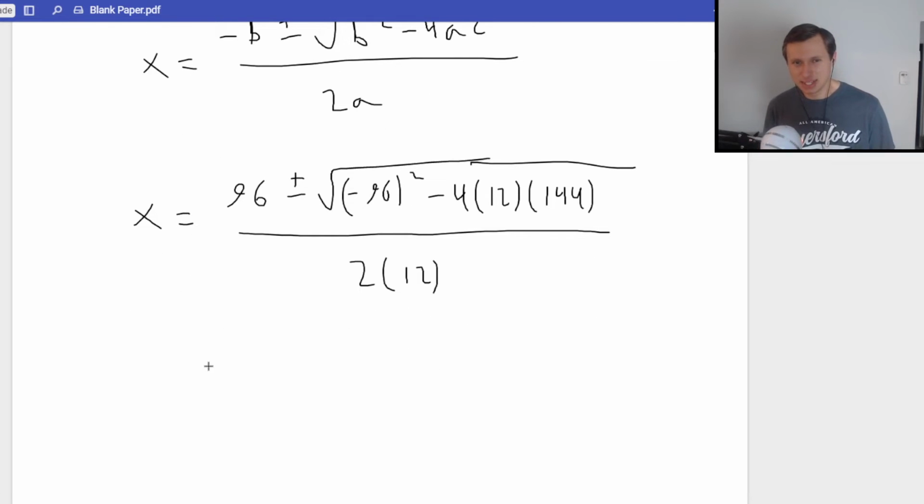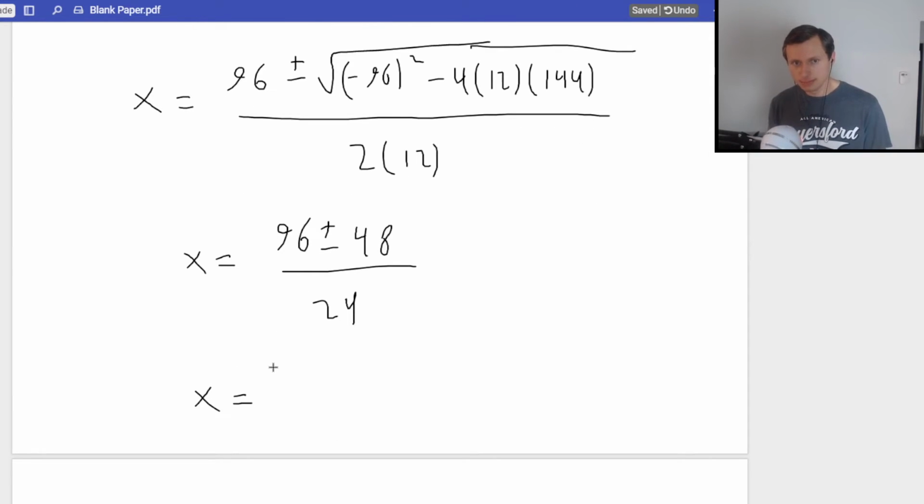So let's see if we get nice numbers here. It's going to be 96 plus or minus. I did this part. It's going to be plus or minus 48 divided by 24. I think we'll be good. I think so. Let's see. x equals 96 plus 48 divided by 24. 6 is one of our answers. Good so far. Then 96 minus 48 divided by 24. We get 2. Yay! We got nice numbers.